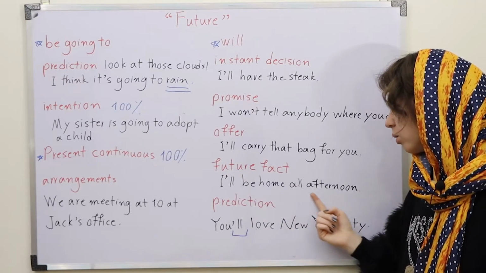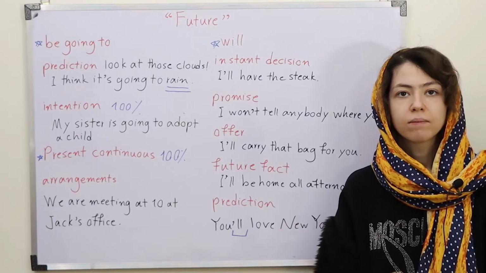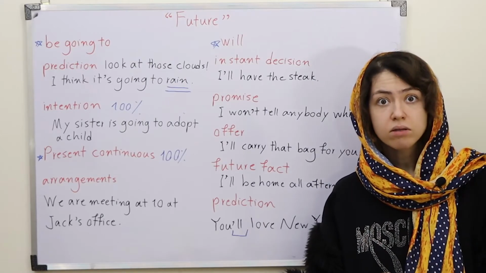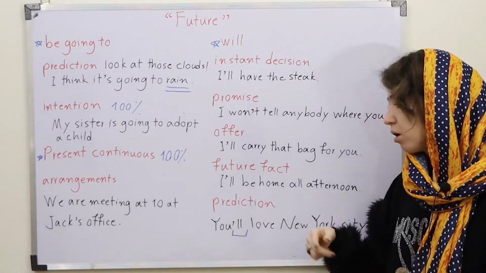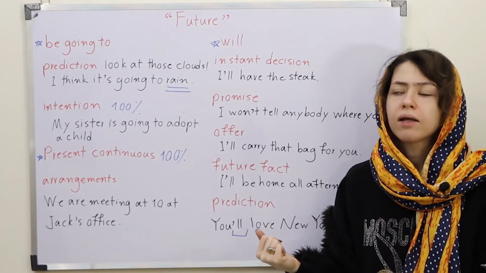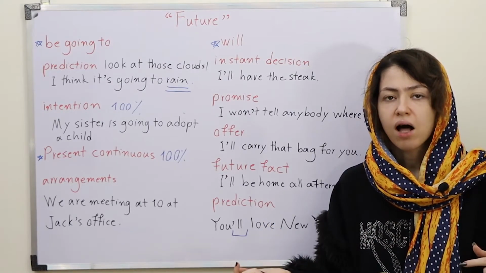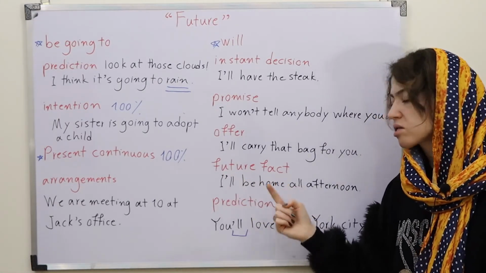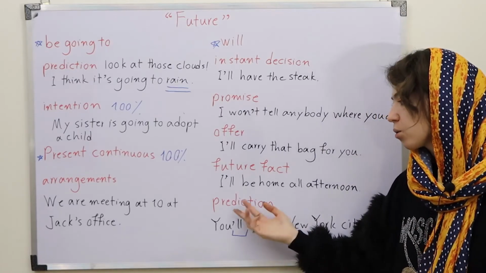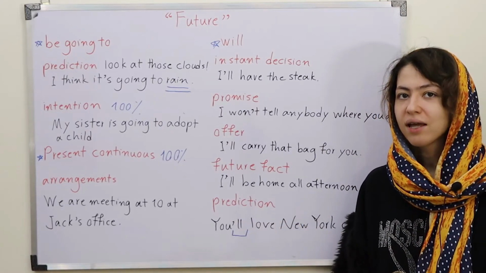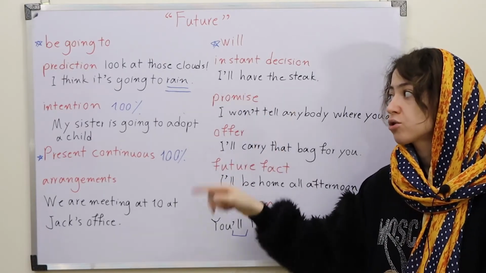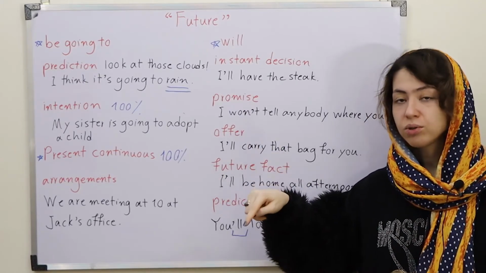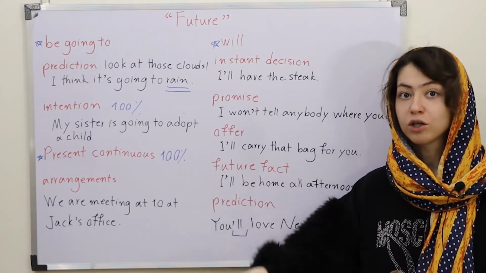Like this. So, future fact. I'll be home all afternoon. It's a kind of fact. I don't have anything to do. Or it's a kind of weekend. I can say, I'll be home all afternoon. Or tomorrow at 8 o'clock, we will have an exam. Again, it's a kind of future fact. It's going to happen in the future. And we talked about prediction. This was all about the future tense. Try to use them, take notes in your notebook, and do the tasks in your book, American English File 3.